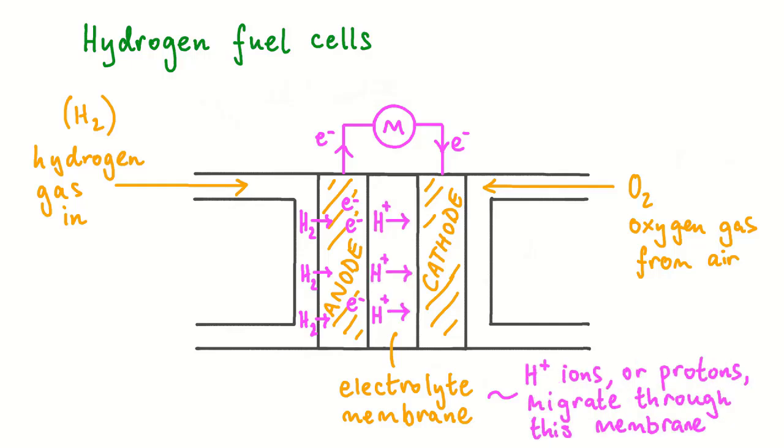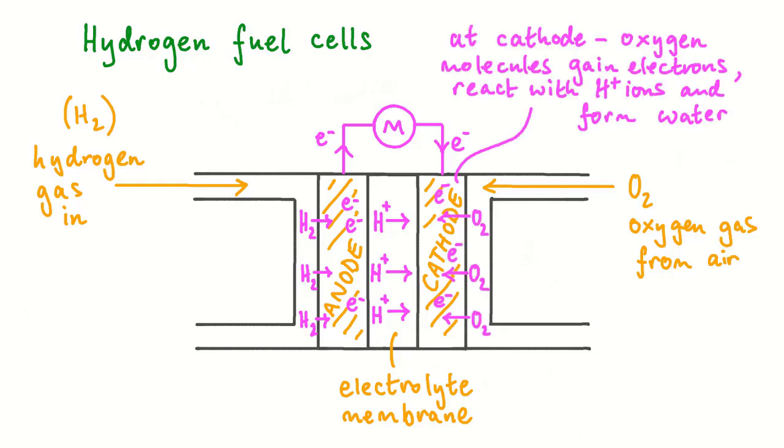The remaining hydrogen ions, or protons, migrate through the electrolyte membrane to the cathode. In the acidic hydrogen fuel cell, the membrane is frequently referred to as a proton exchange membrane. At the cathode in the fuel cell, oxygen gas is reduced. Oxygen molecules gain electrons returning from the external circuit. They react with hydrogen ions and they form water.